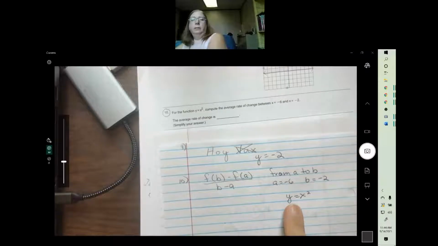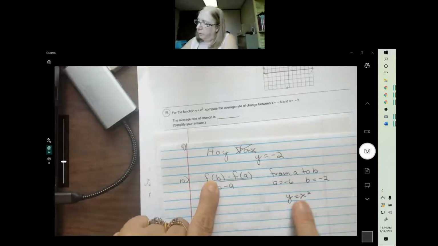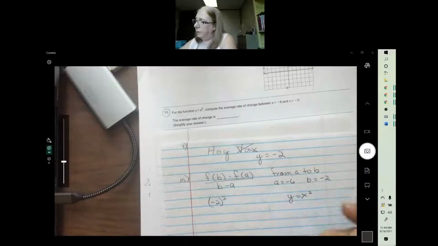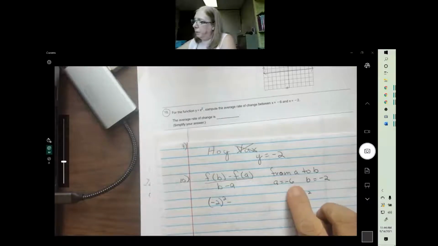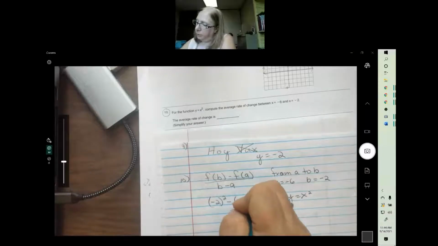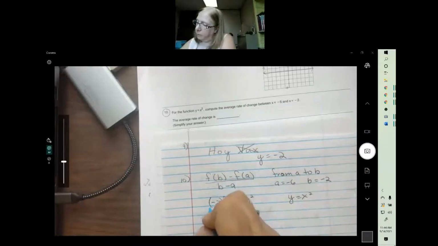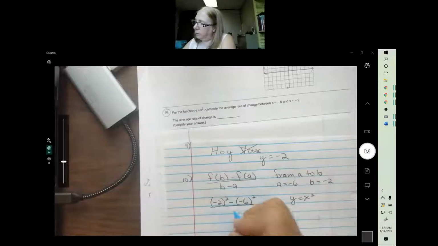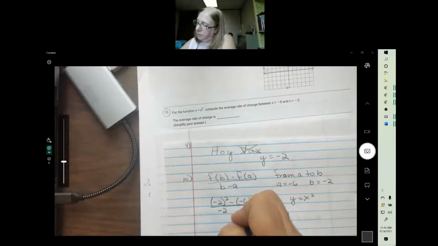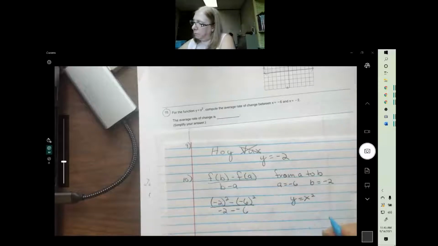This is the equation. So for f of b, b is -2. That's going to be -2 squared minus f of a, which means to plug a in, -6 squared, all over b minus a.